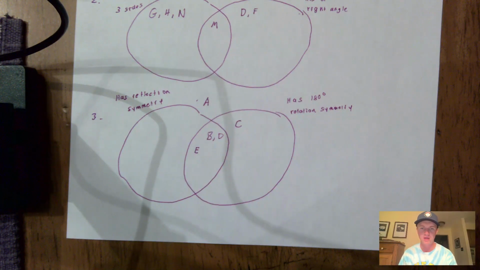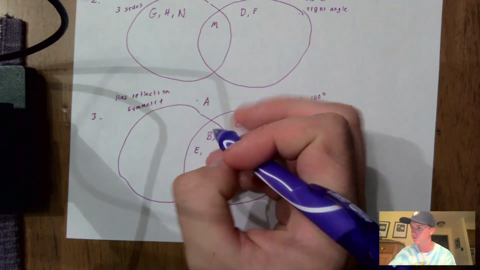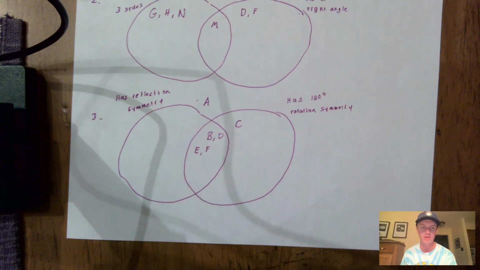Rectangles, same kind of idea. Again, you can fold it across and it matches, and also it has that 180 degree rotational piece as well, so therefore right in the middle. All right, an isosceles triangle.